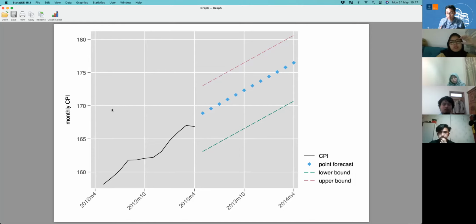The upper bound and the lower bound provide you with the interval forecast. The idea is that, given the past residuals of the forecast, this is the range in which we expect the actual observations to fall. So this is the empirical forecast interval using the 95% interval.